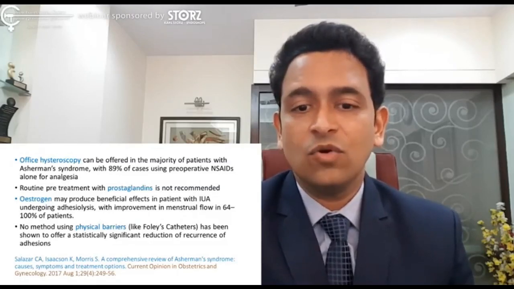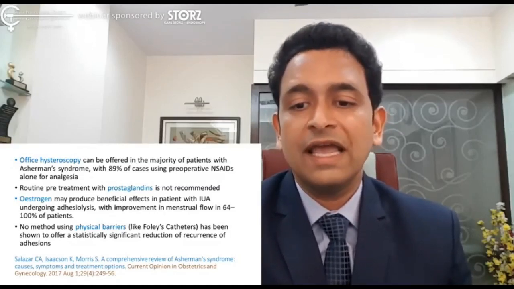They found that no method using physical barriers like the pediatric Foley's catheter has been shown to offer any statistically significant reduction of adhesions in the future, and therefore they recommended that any physical barriers like a Foley's catheter or an IUCD not be placed in situ.